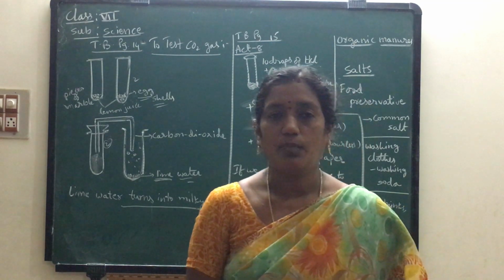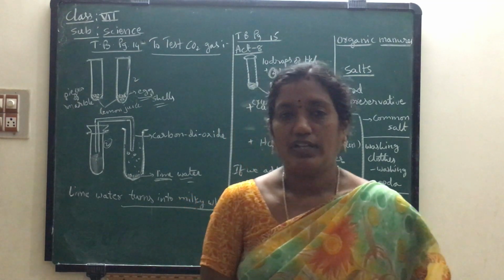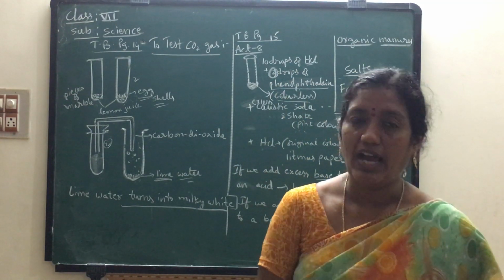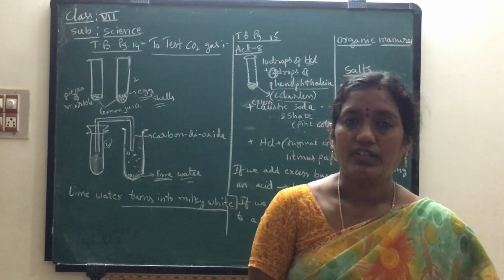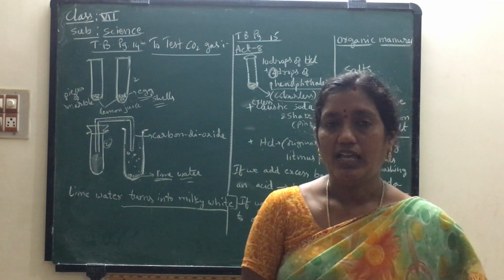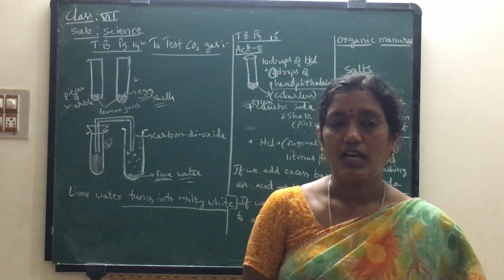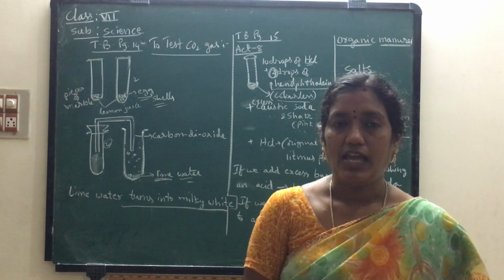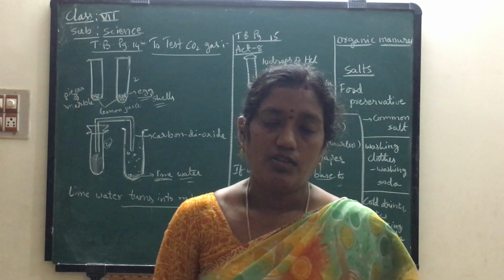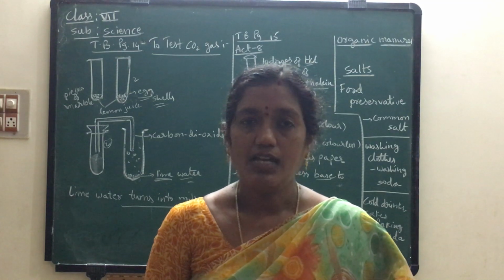Next, the last topic in this class is salts. What is a salt, children? If you take an acid like HCl, I told you just now, hydrochloric acid, and add a basic substance to it, like caustic soda, then we will get a salt. So how do you get salts? If you combine an acid with a base, then a salt is produced. Okay children, if we combine an acid with a base, then we will get a salt.